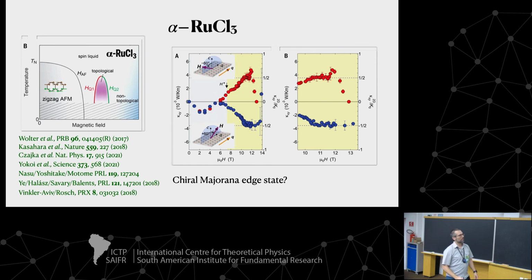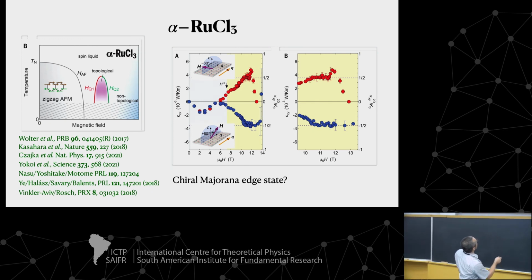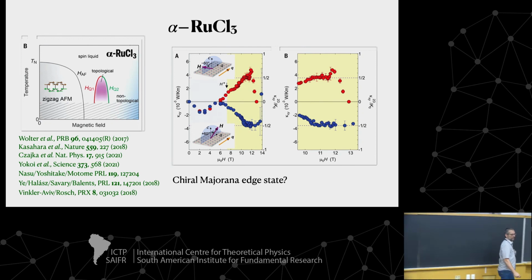Do you know the strength of the magnetic field you need to get this spin liquid? Oh, here, I know, I didn't show it. It's about 7 Tesla, and the critical temperature is about 7K. The plateau is showing here, essentially around 10 Tesla, depending on the direction. It's not too large.